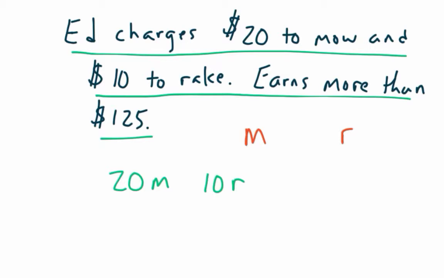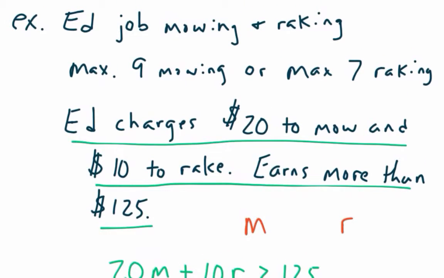Good start. Because 20m, if m is the number of lawns he mows, if he gets $20 for each lawn he mows, if he mows 1 lawn he gets $20, 2 lawns he gets 40, 20 times 2. So that makes sense. What do I put between those two? Plus. Not equals. Perfect. Greater than or equal to. Because we said that he makes more than, or he makes at least, $125. Good job. And does that make sense to everybody? So maybe you couldn't do it on your own, but with a little practice, hopefully you get to that point that you could.